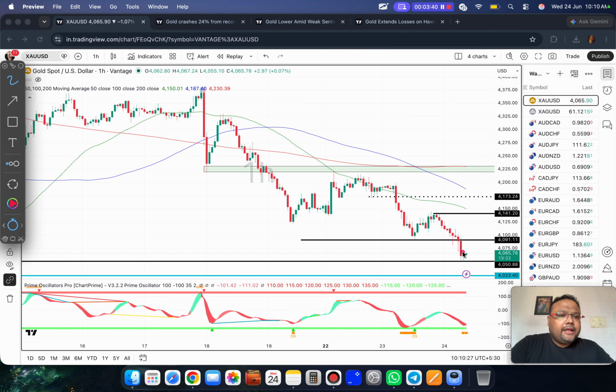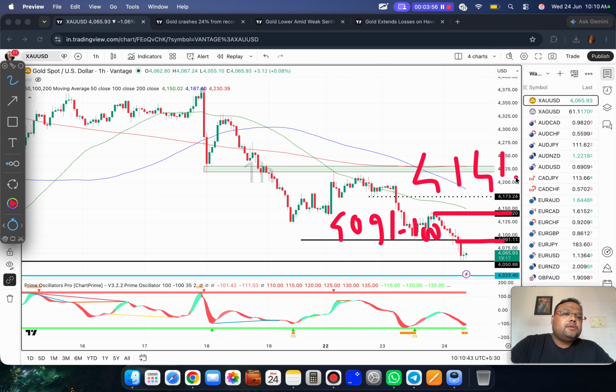During the day, if the market tries to recover, then from the price action perspective, we have a selling opportunity around 4091, 4100. This is the first resistance, and the second resistance is 4141, 4150. So these are the two selling opportunities if the market recovers during the day.